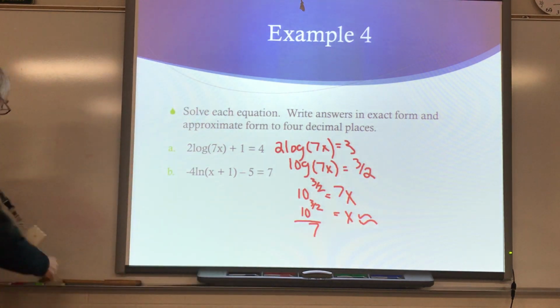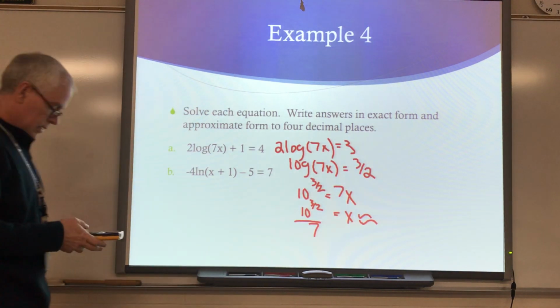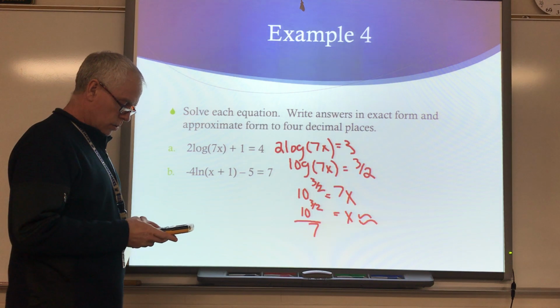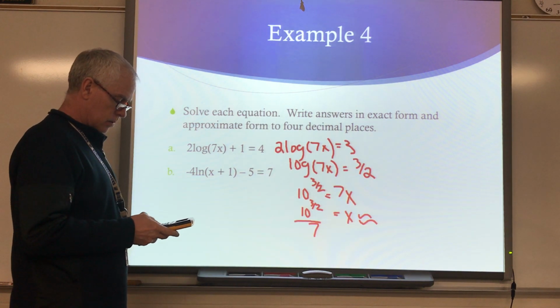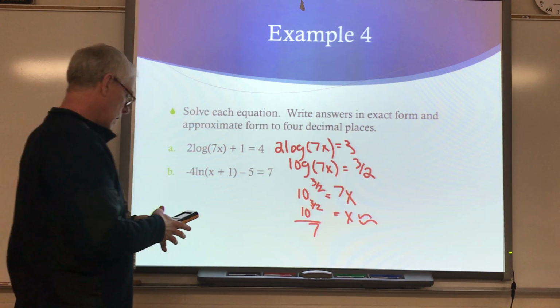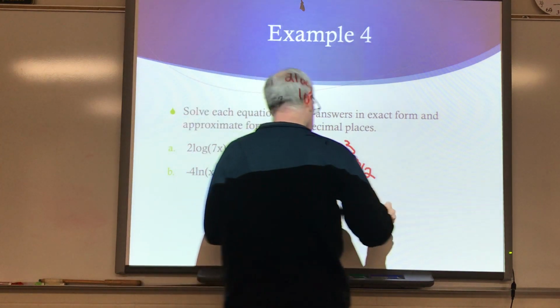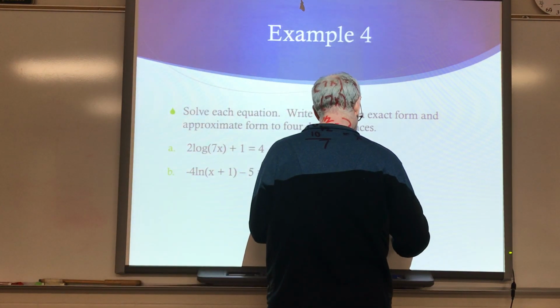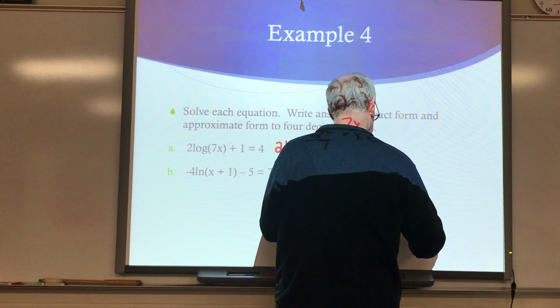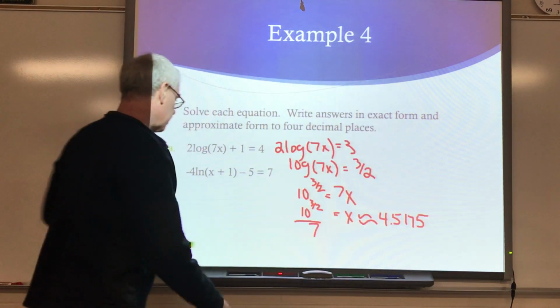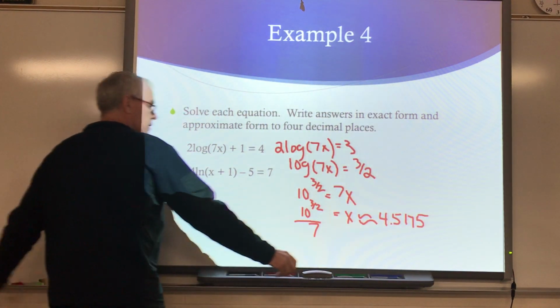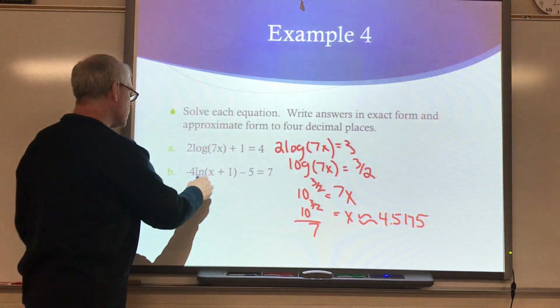They want this to 4 decimal places again, so let's see what we get. 10 to the 3/2 power divided by 7. 4.5175.